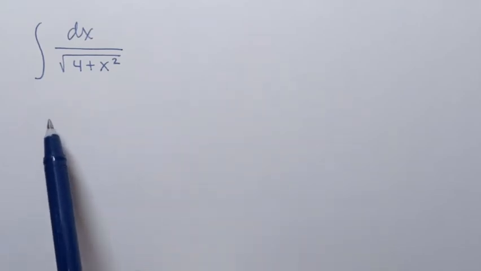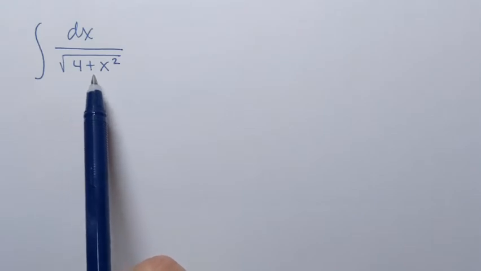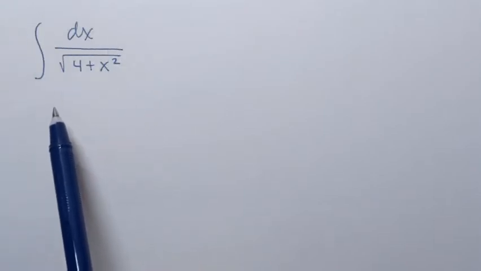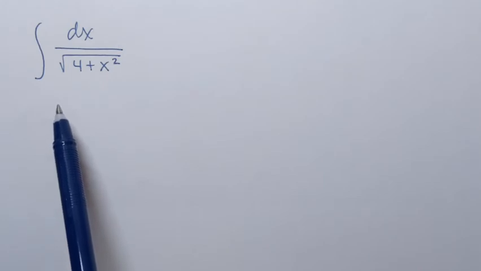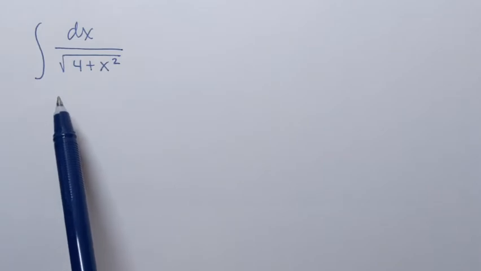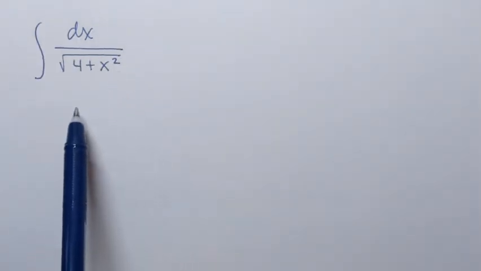In this example, we're going to evaluate the integral of dx over square root of 4 plus x squared. Now, this integral is the perfect candidate for trigonometric substitution, and the reason for that is that neither regular substitution rule nor integration by parts would help us to evaluate this integral.